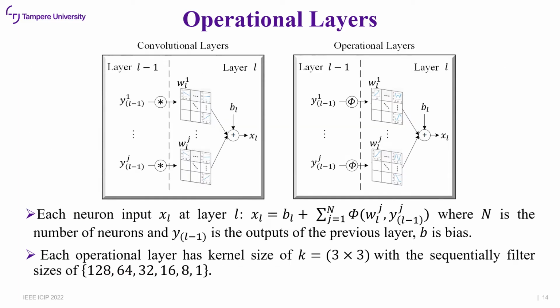In this figure, you can see the differences between convolutional layers and operational layers. Operational layers have nodal operators and nonlinear neuron models. Each neuron input is calculated by adding the bias of the layer and the nodal operation between the weights of the layer and the output of the previous layer. Each operational layer has a kernel size of 3 by 3, and we have added these filter sizes sequentially to our network.